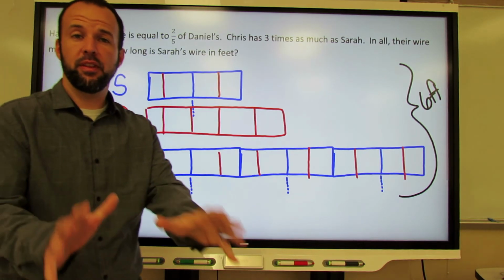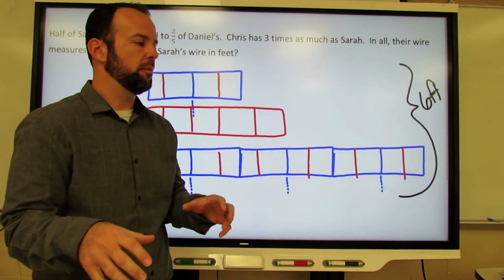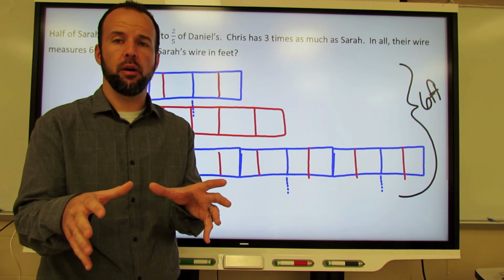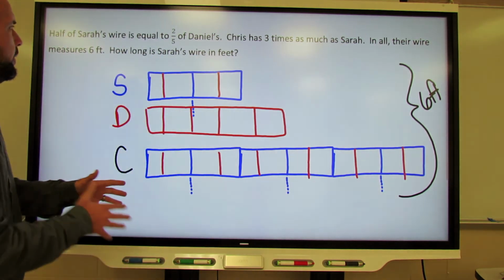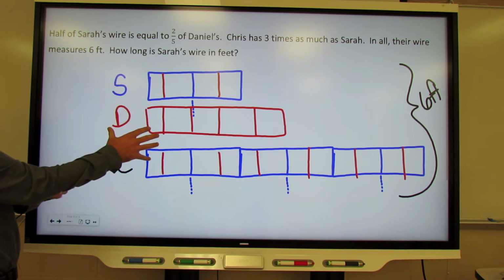All right, guys, so this one was a thinker, right? This one made my brain hurt just a tad, but I think we can map this out pretty well, right? So here's what I did. We had Sarah's wire equal to 2/5. Chris had 3 times as much as Sarah.